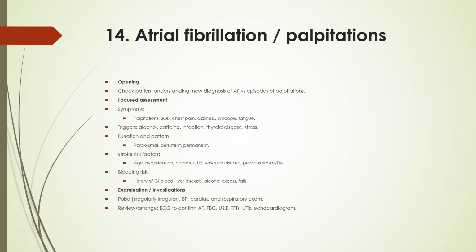Then duration. Whether we have to think about paroxysmal, persistent, or permanent. Okay, stroke risk factors, doctor. Then we have to think about age, hypertension, diabetes, heart failure, vascular disease, or previous stroke or TIA. If patient has history of GI bleed, liver disease, alcohol excess, and falls, these are the bleeding risks we have to find out. Patient is elderly.